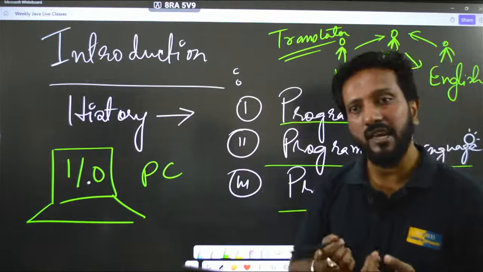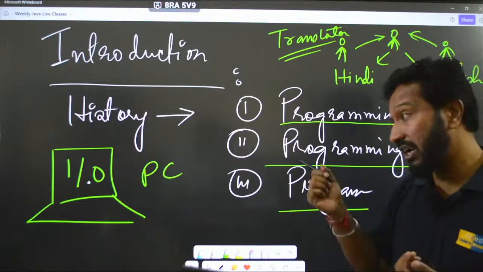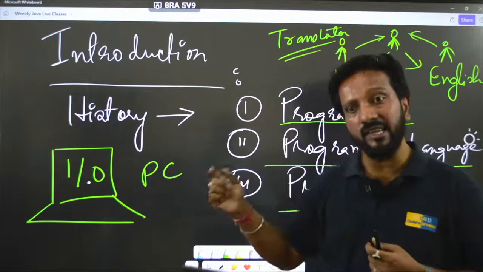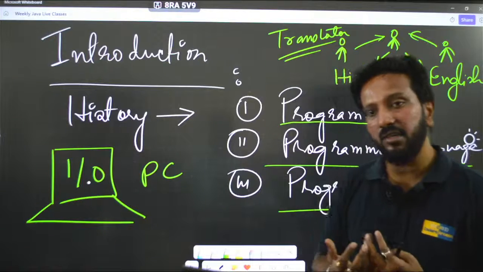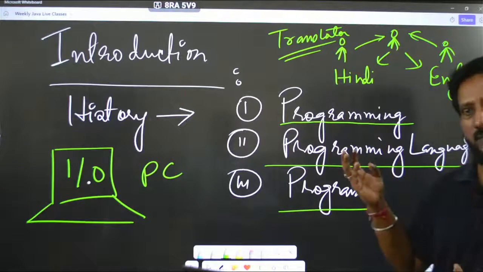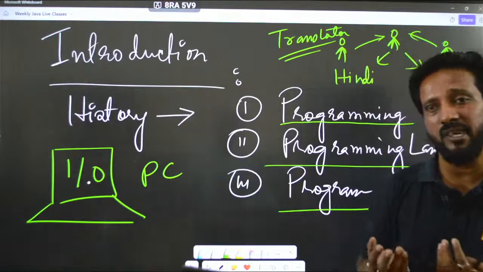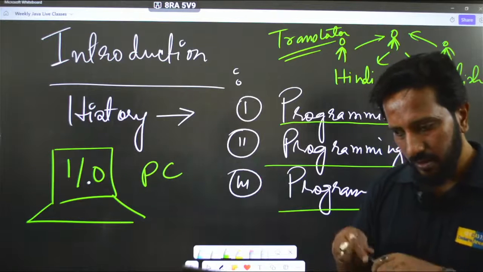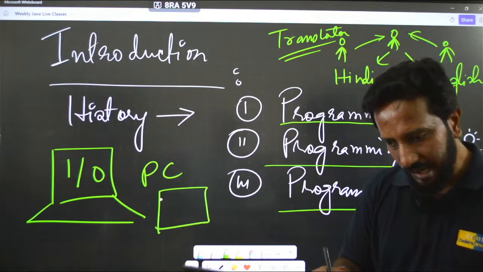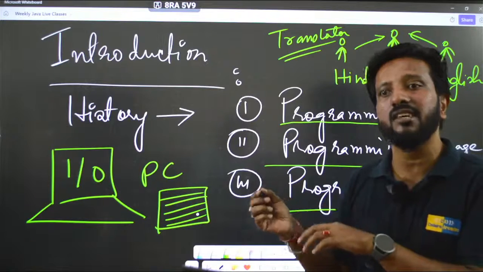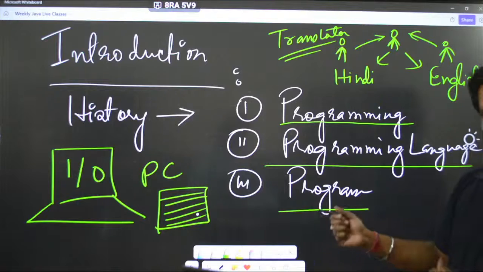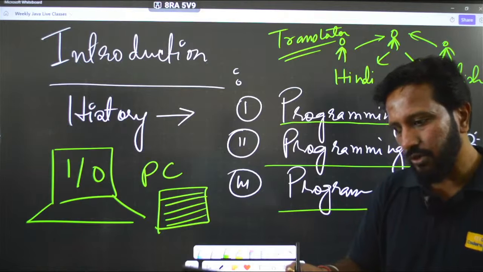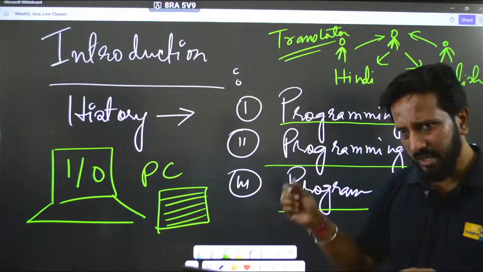The process of interacting with the computer system is known as programming. Clear? The way we interact with the PC is called programming, and the language we use to interact with the computer is known as a programming language. This can be C, C++, Java, Python, etc. And the instructions given in the form of code in your editor, whatever lines of instructions you write, that is called a program. Clear? And in the IT industry, that program is called source code. I hope these three terms are very clear now.